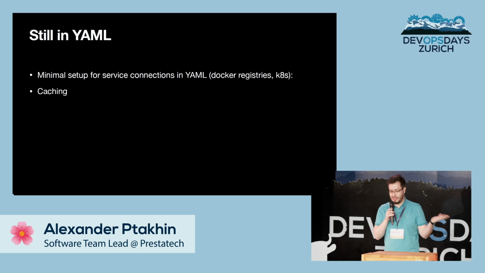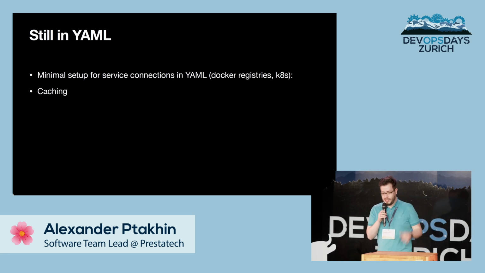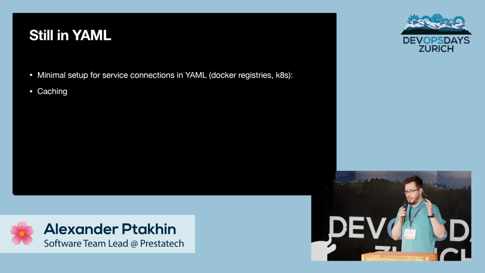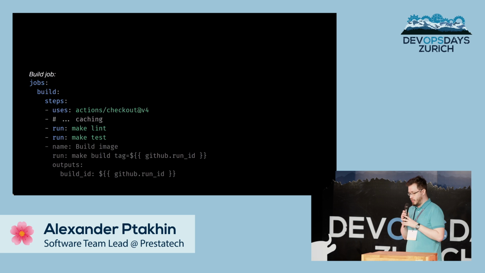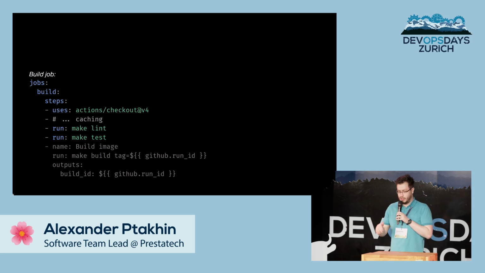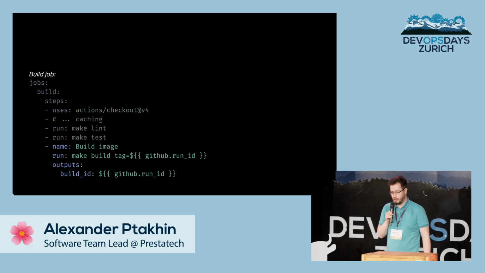Something will still be in the pipeline: Docker registries, connections, Kubernetes, and yes, caching. It's a very useful feature, but it's good to keep it as minimal as possible. In the build job, we do checkout, then run make lint, make test, which is actually the same. We can run it locally and test that it's working, without a 31st attempt at fixing it.